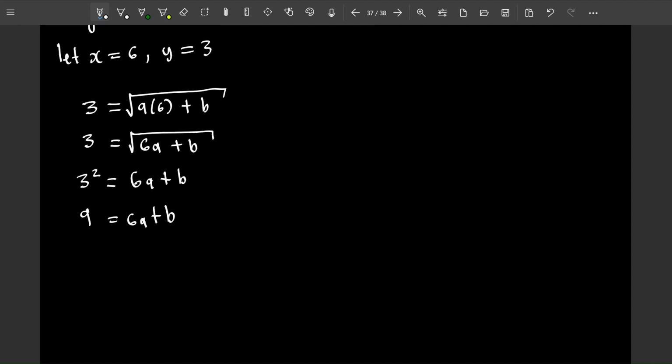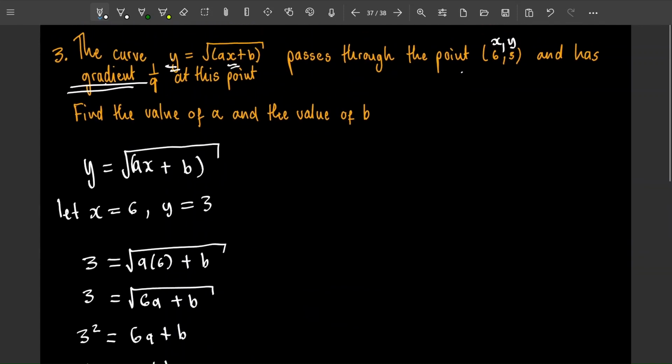You say, why are you doing that? Because in the first equation, we have to make one of the letters the subject, either a or b, and we can then put it in the second equation we're going to make. So 6a goes to the other side. 9 minus 6a is equal to b. This is going to be your first equation. If you want to call it equation 1, it's up to you, so that you can communicate with the invigilator.